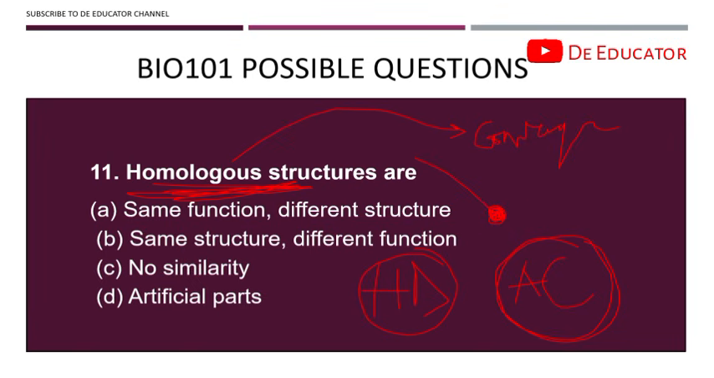So this one will decide to have its own function, this one will have its own function, and this one will have its own function. And in biology, what is this called? This is called divergent. So it diverges, right? That is why homologous structure is related to divergent.